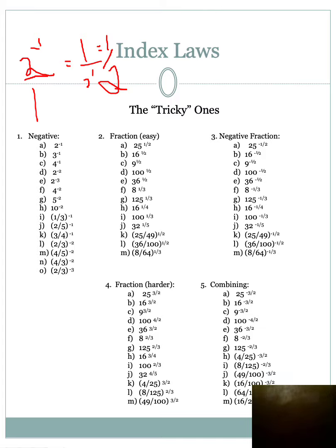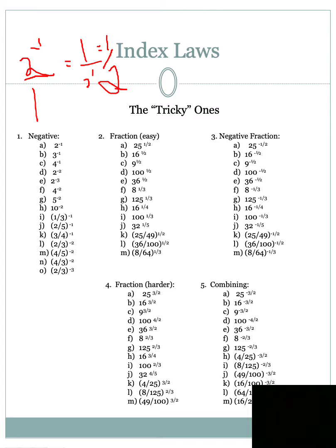Okay, so part B will be 1/3, part C will be 1/4, part D will be 1 over 2 squared, which is 1 over 4, part E will be 1 over 2 cubed, which is 1 over 8, part F will be 4 to the minus 1 over 4 squared, which is 1 over 16, and so on and so forth, guys. So that'll be your answer for those questions, okay? So feel free to have a go at some questions, guys.